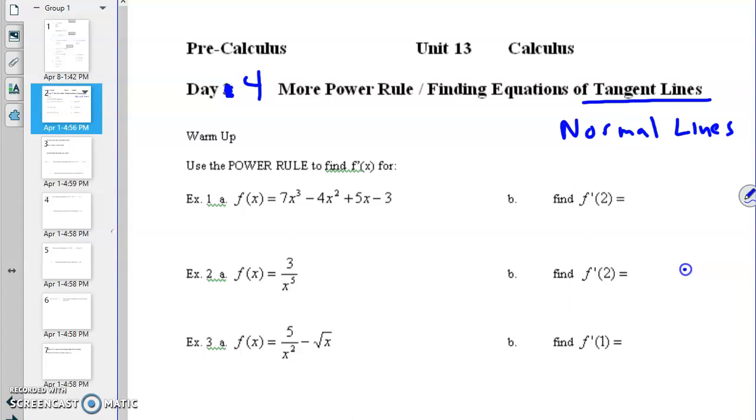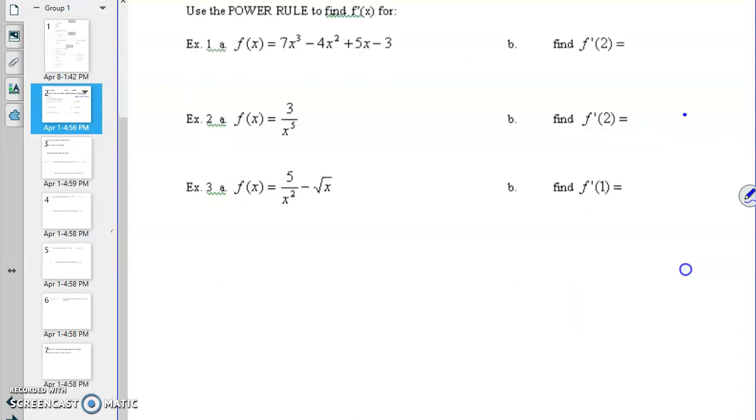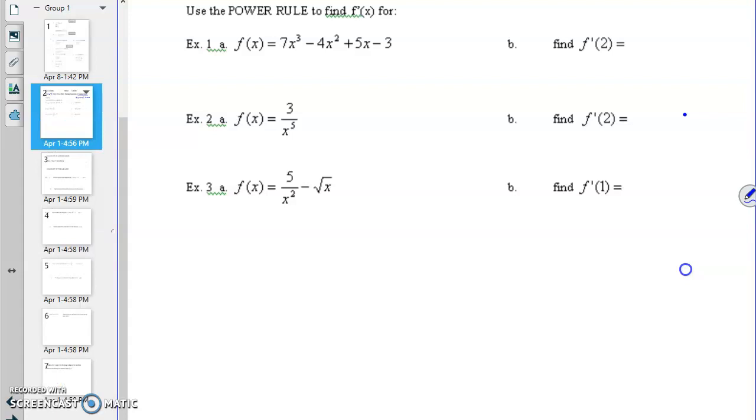All right, I'm not going to do all 3 of these warm-ups. I'm only going to pick one, which is example 3, because that's the meatiest of the 3. Before I can find f prime of 1, we got to find f prime. Before we find f prime, we got to rewrite this exponentially. 5 over x squared is 5x to the negative 2. X square root of x is also known as x to the 1/2. We haven't found the derivative yet. We haven't used the power rule.